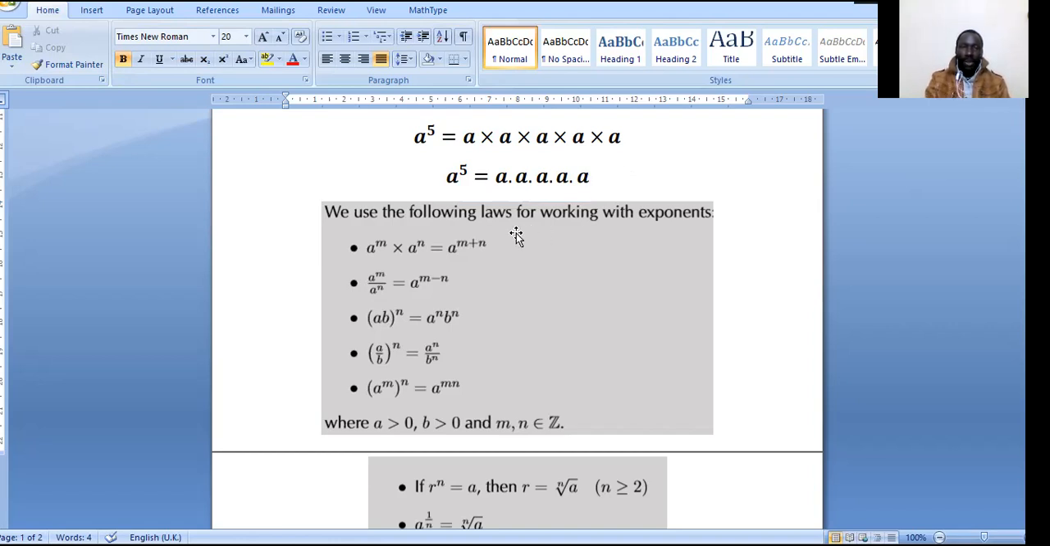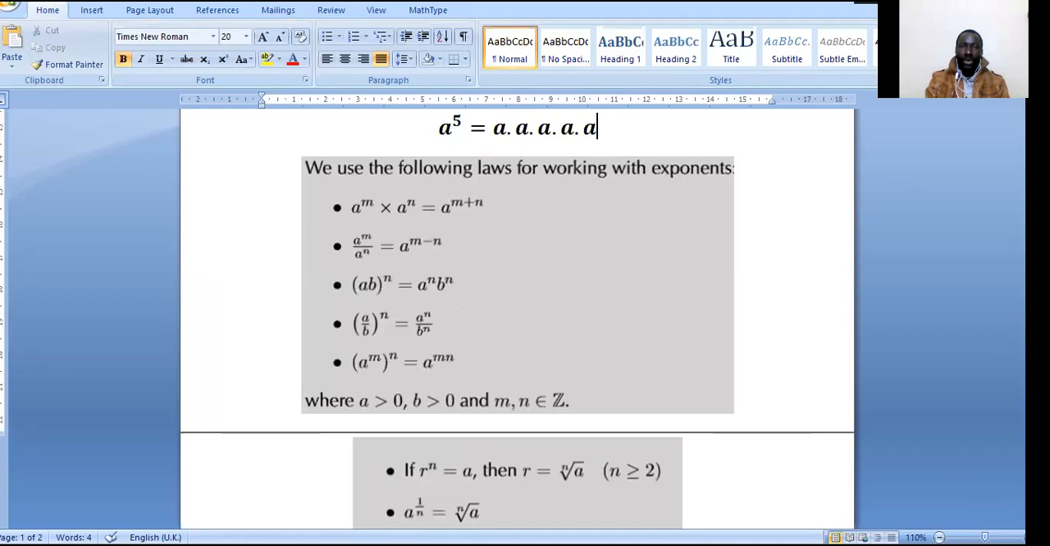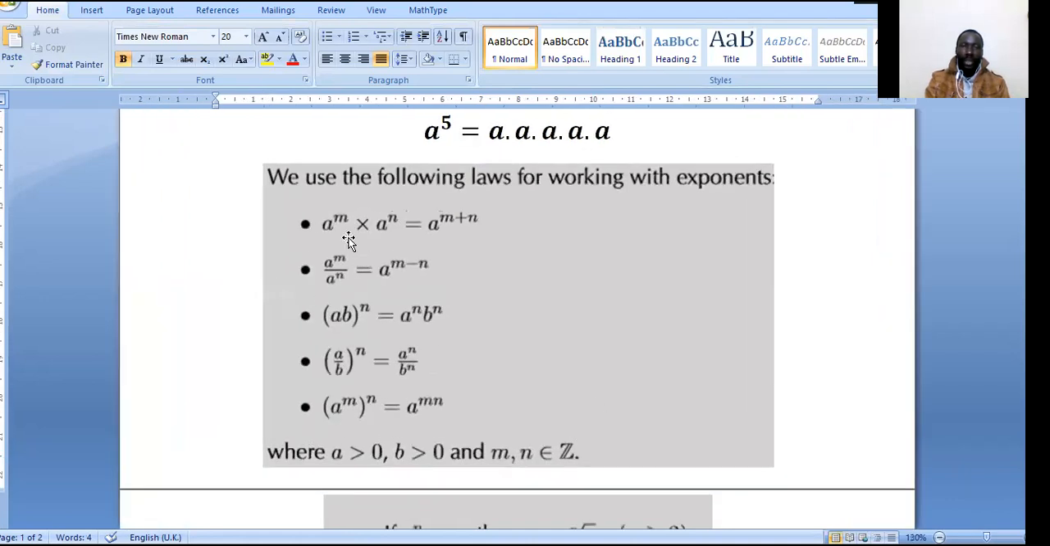Now, the first rule, also known as the product rule, states that if a number a raised to power m is multiplied by another number a raised to power n, then we can simplify this as a raised to power m plus n. Now notice that the reverse is also true.